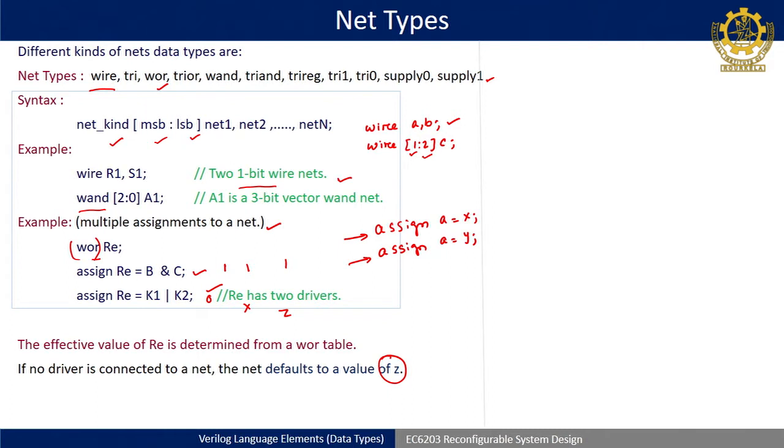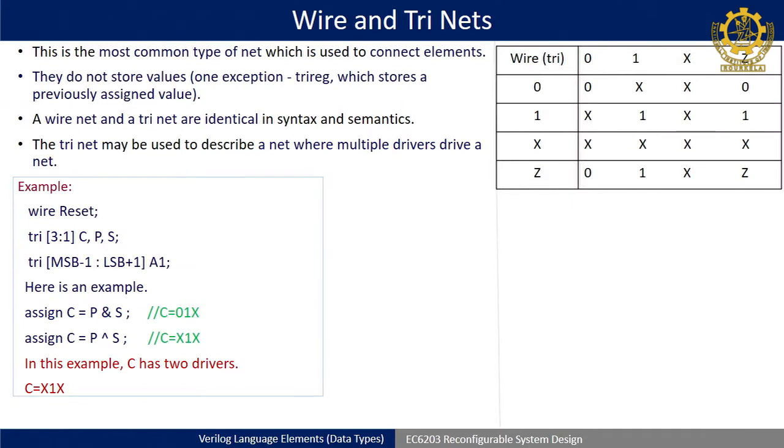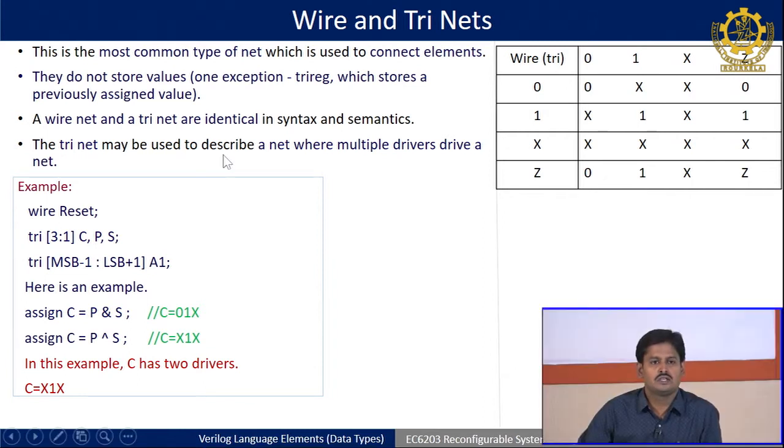Now, coming to the next, let us start with the individual categories: wire, tri, triand, supply0 and supply1. The first one is wire and tri nets. What are these? As you know, wire is the most commonly used data type under the net category, which is used to connect different elements. If there are two elements and they are not part of a procedural statement, then we define the intermediate connection by wire, those which are not defined in the module inputs and outputs.